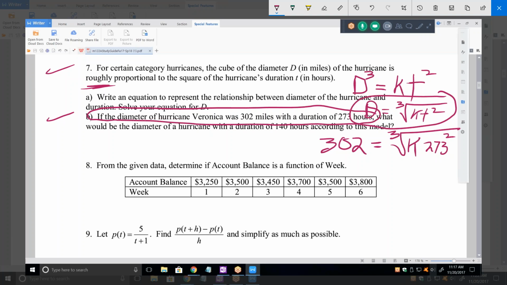So do you have your calculator in front of you? One second. Okay.